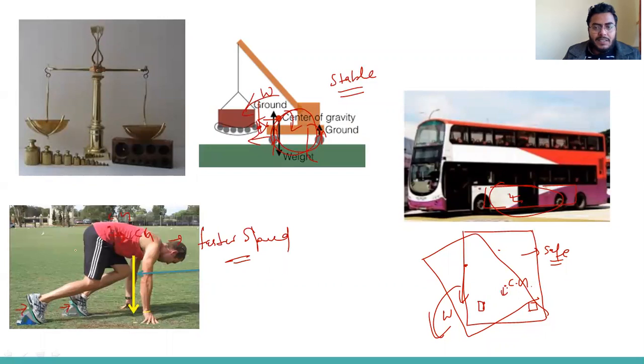Okay, if he stands, he cannot start with a faster speed. To start with a faster speed, you have to be bent. So why are we bending? To keep the center of gravity in the outward direction, in the forward direction.